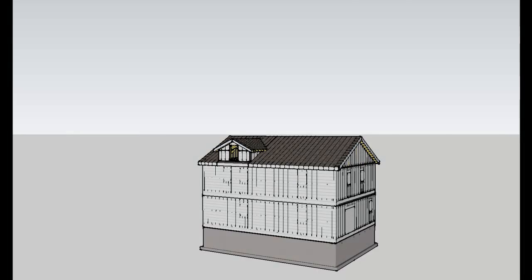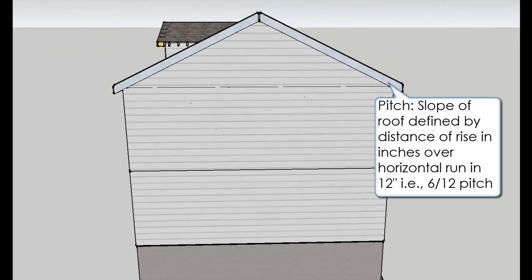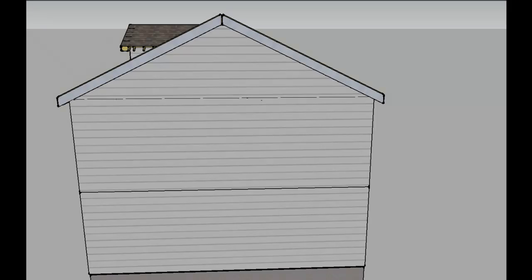So with this in mind, we're going to look at the two methods of framing a pitched roof, which is the most common type of roof used in light frame construction. So let's take a look at the first method, which involves using individual sticks of lumber to frame up the entire roof system on the project site.